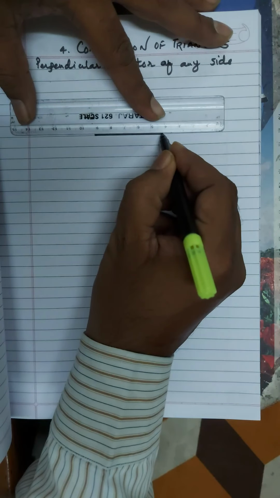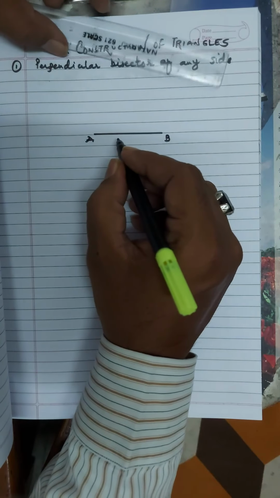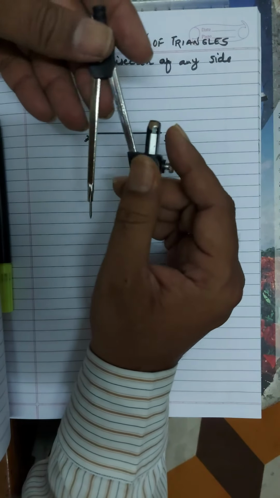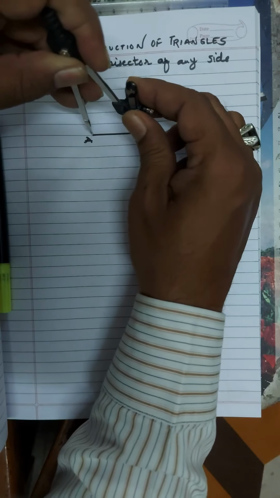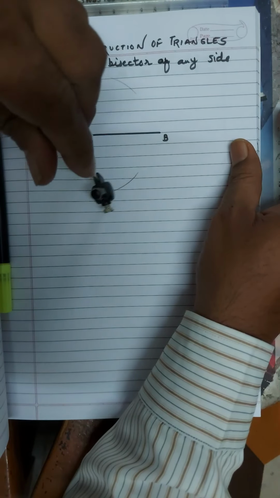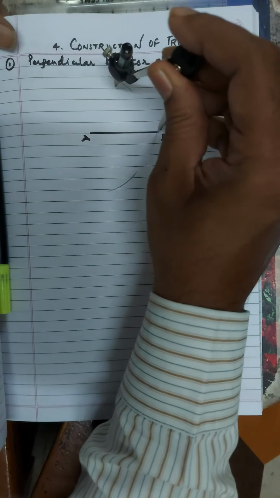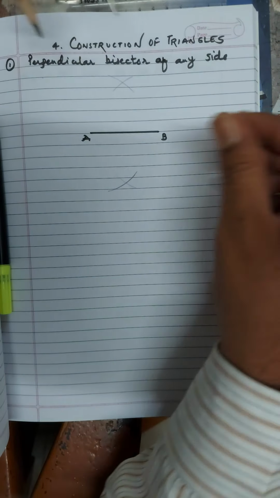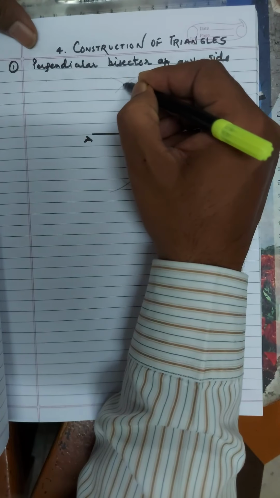Suppose I have taken any measurement. Suppose this is A and B, and we need to draw a perpendicular bisector of this segment AB. So we need to take the compass and take more than half. Suppose this is more than half. We need to draw an arc here, and on the downside also we need to draw. And from the other side, on the point B, we need to intersect both the arcs. Here also we need to intersect. Once you intersect, you get the intersection points here.